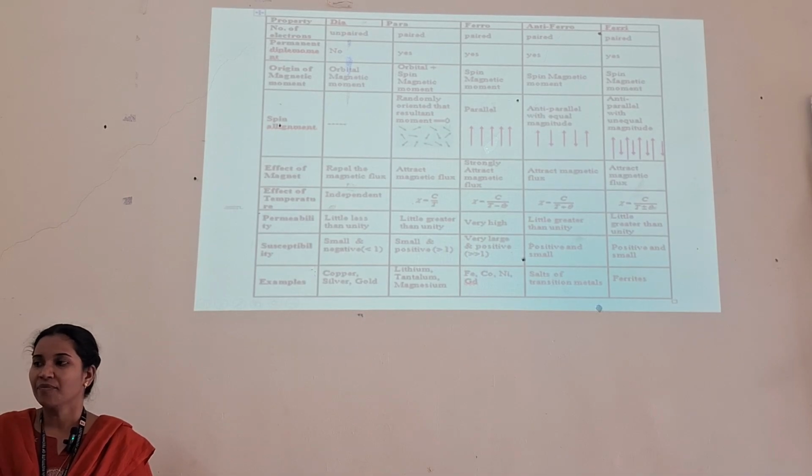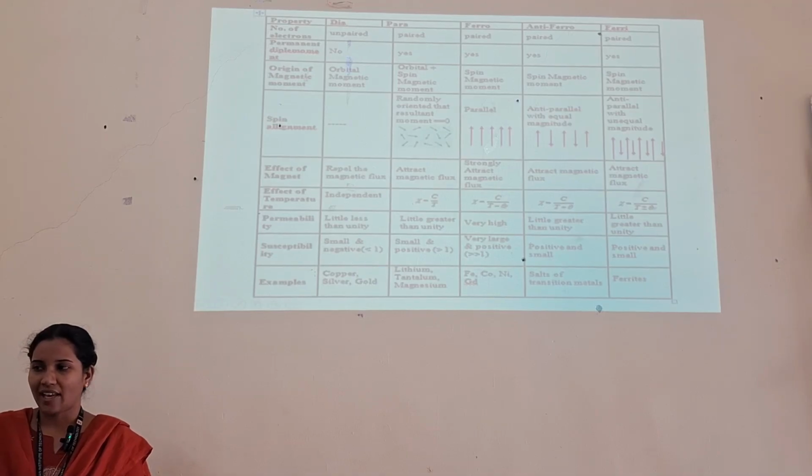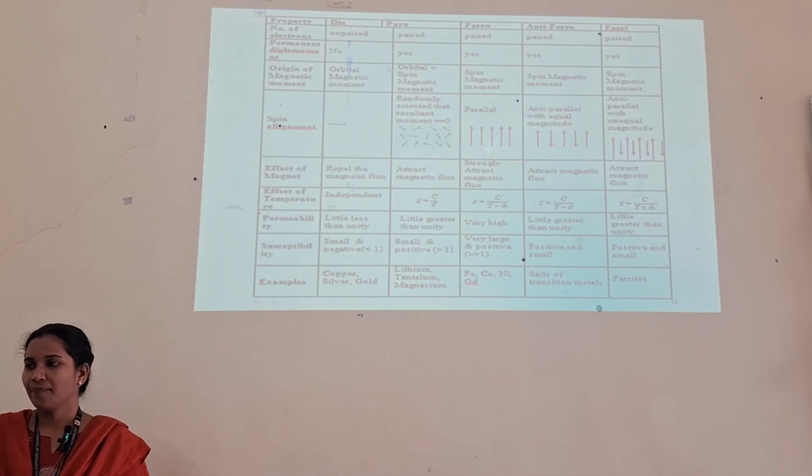So these are the properties of the five types of magnetic materials we have listed here in the table. You can see dia, para, ferro, antiferro and ferri. These are the characteristic features we have included: number of electrons, permanent dipole moment, origin of magnetic moment, spin alignment, effect of magnet, effect of temperature, permeability, susceptibility and examples. If you look at the table here, we have included all the examples and characteristics for dia, para, ferro, antiferro and ferri.